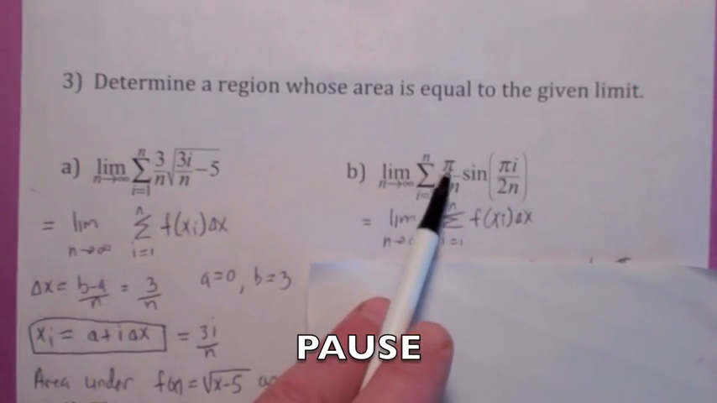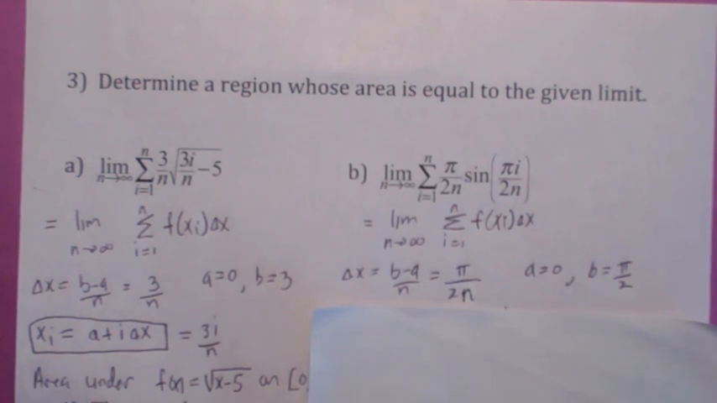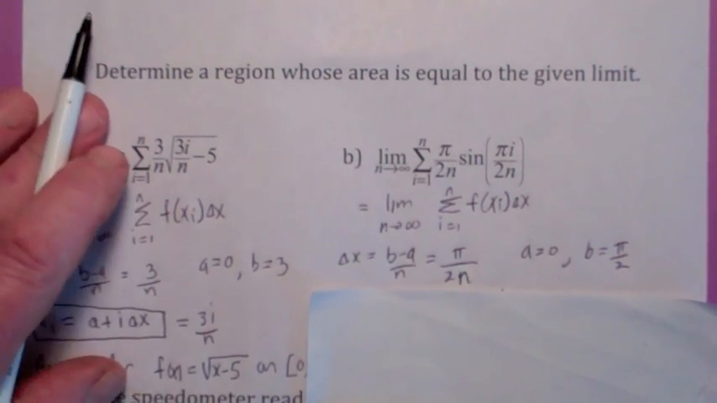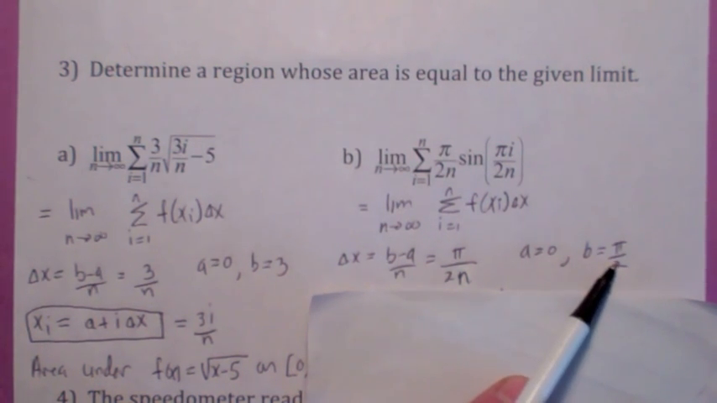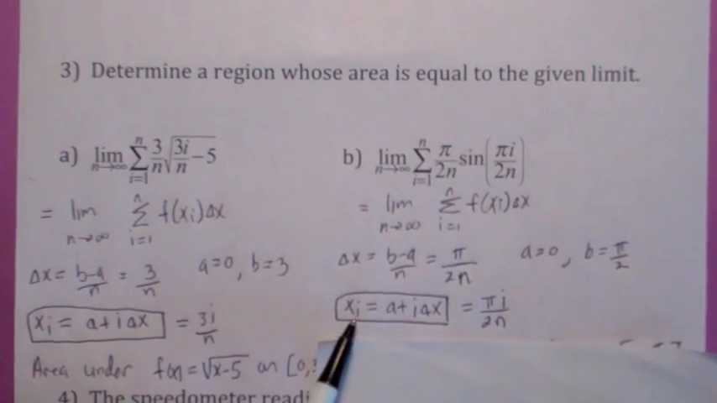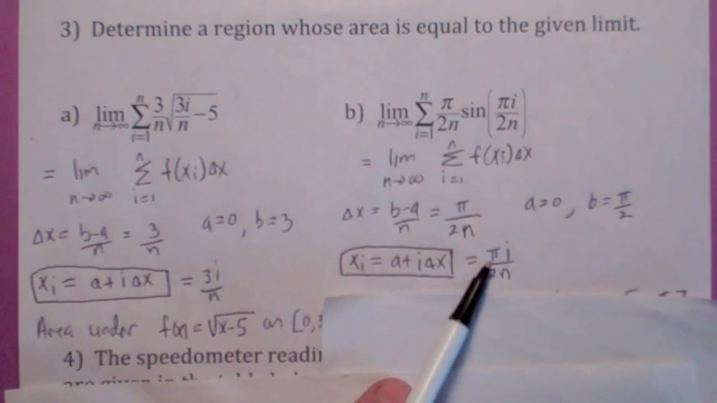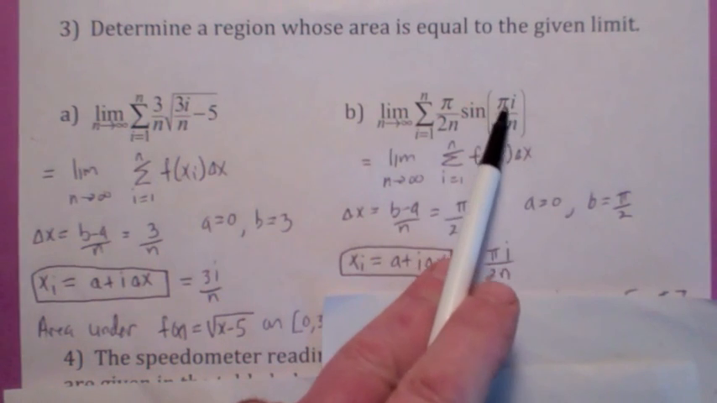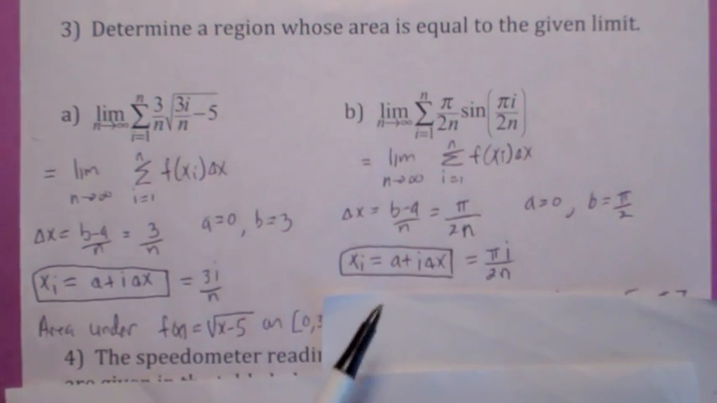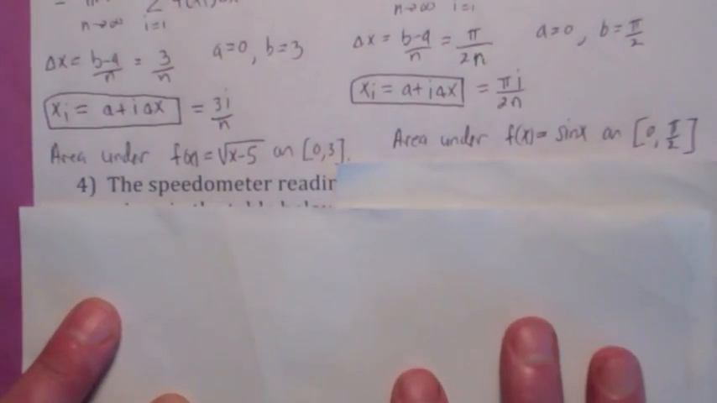See if you can do this one. This is easier, I think. This is probably your delta x right here, and this is probably your x sub i right there. Your delta x is always b minus a over n, so that would be pi over 2n. a is oftentimes 0. Try that first and see if that works. If a is 0, then b would be pi over 2, wouldn't it? So then x sub i is a plus i delta x, since a is 0. Your i delta x becomes pi i over 2n. So this is just x sub i right here. So what is the function? The function would be sine x. Once you think you have it, see if you can read it back and see if it makes sense.